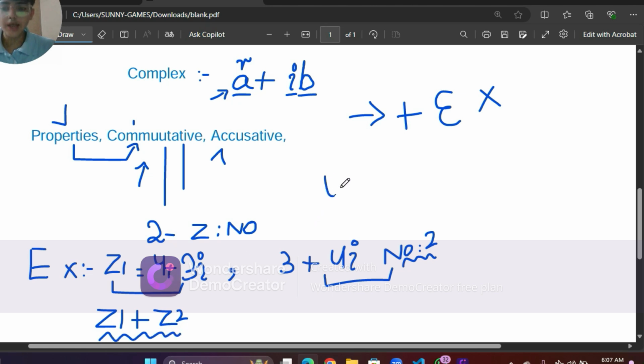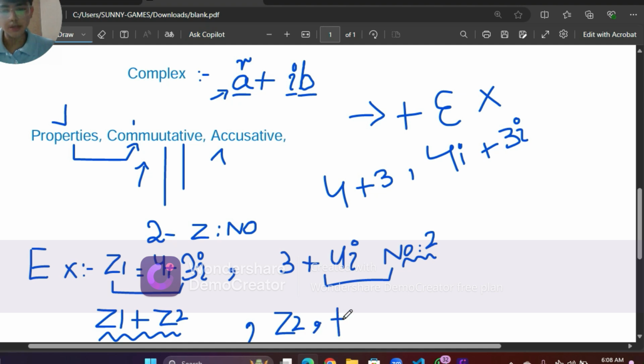I'll simply add my real number with the real one and imaginary with the imaginary one, and that will give me my left hand side, and similarly goes for the right hand side. If you have to find the right hand side, you will just jumble up these terms. You have to just do z2, my second complex number, plus z1, my first complex number. And that is how you will prove them equal and what the commutative property is.